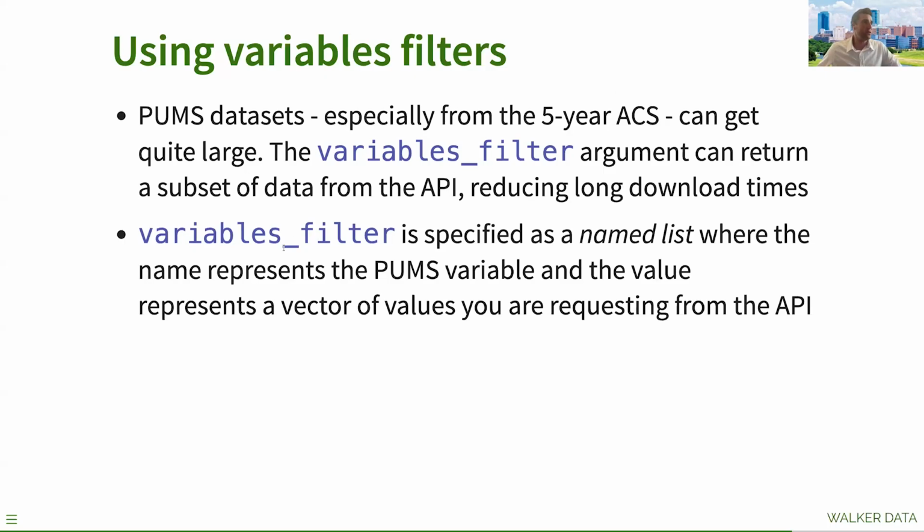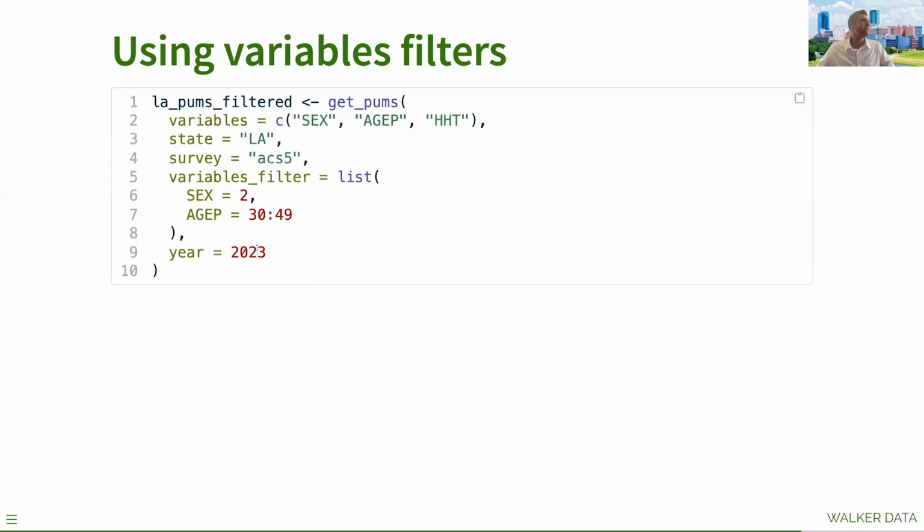So you specify the variables_filter as a named list. So your name is going to be your PUMS variable, and then your value could be a vector of values that you're requesting. If you're new to R, some of that language may not make a ton of sense. So let's go ahead and take a look at this.